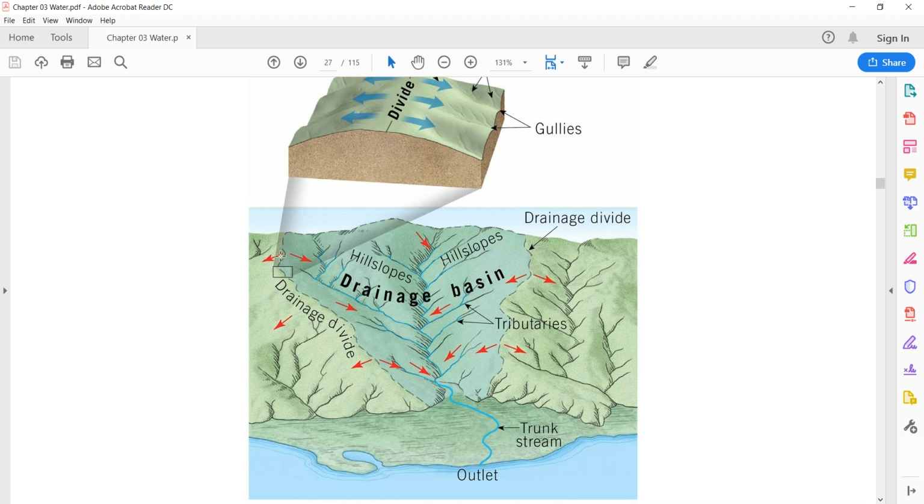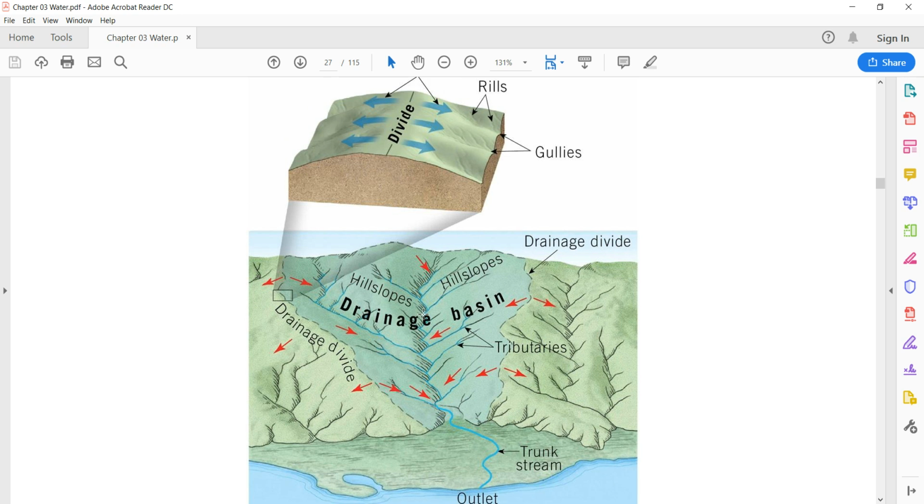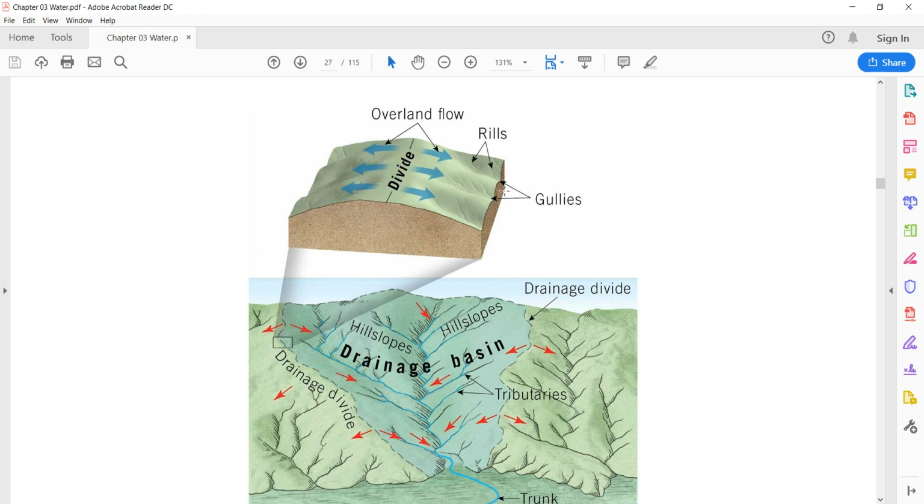So right over the divide, the water splits over these two different drainage basins. Here is a zoom in on what happens near the divide. The water splits and you will have rills and gullies. Gullies are more developed forms of channels. Rills are more preliminary, earlier phases of these networks of streams which are forming in this drainage basin.